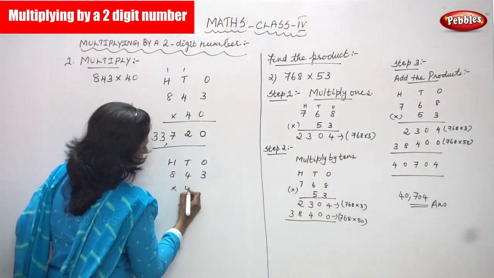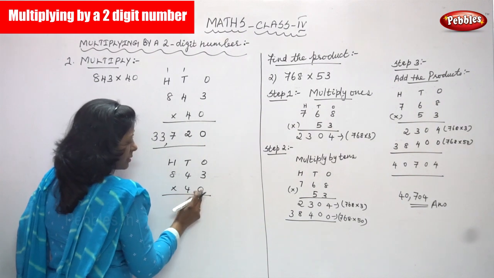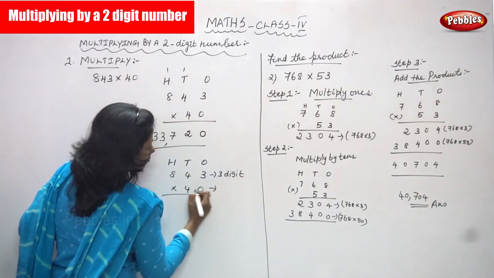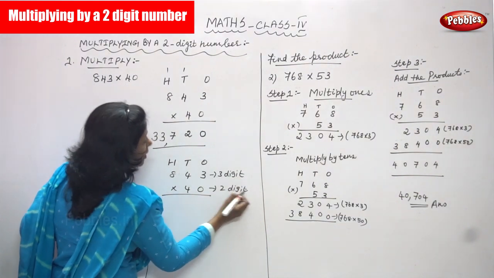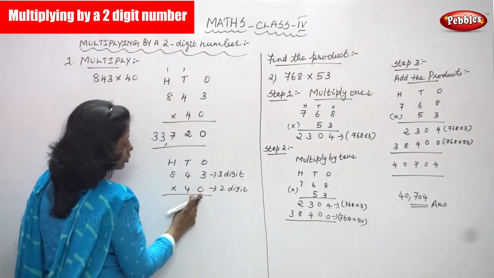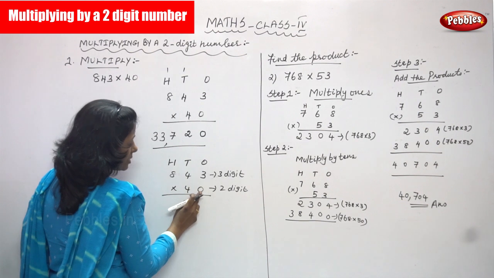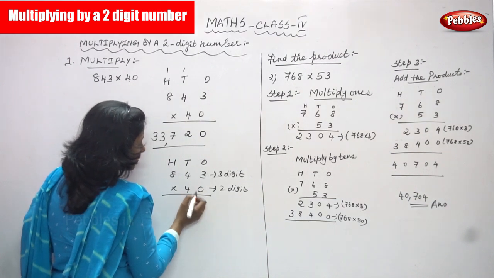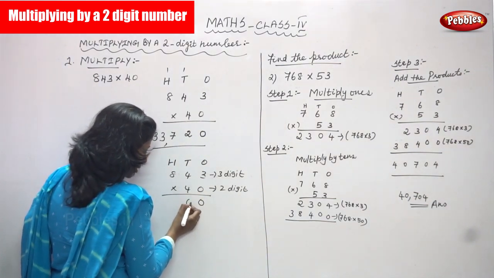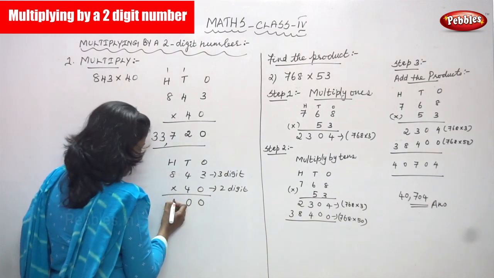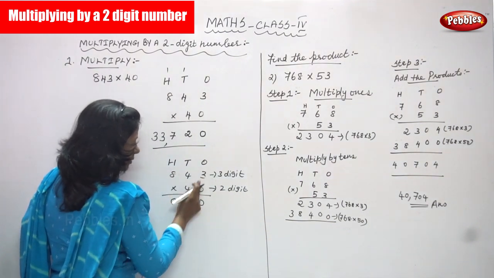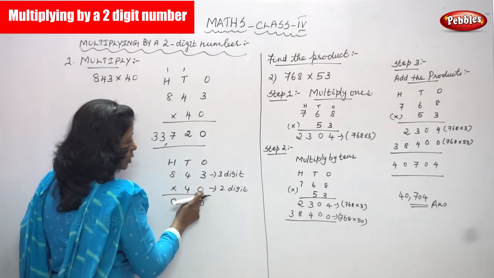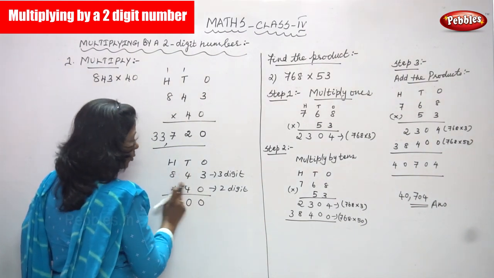843 into 40. See, 843 is a 3-digit number, and 40 is a 2-digit number. So the heading is multiplying by a 2-digit number. First, I am going to take the ones place value. What is the number in the ones place? That is 0. So I am going to multiply by 0. 3 into 0, 0. 4 into 0, 0. 8 into 0, 0. Any number multiplied by 0, you get only 0.